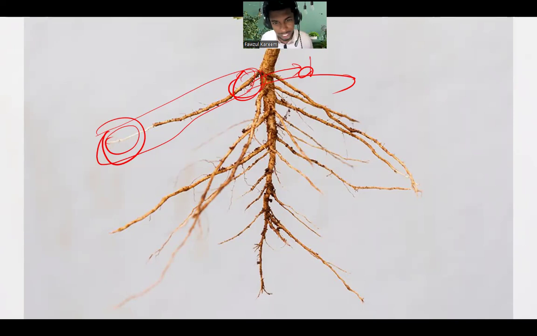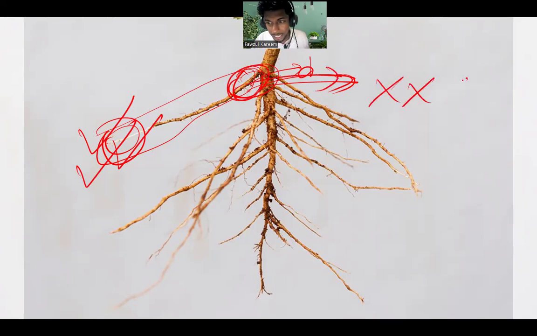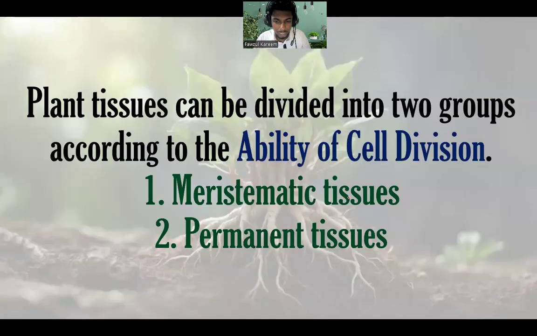Two different kinds of tissues. What are they? One of the tissues has the ability to do cell division. This area is producing new cells. But the cells present in this area don't have the ability to do cell division. Am I right or wrong? So in the root, there are two parts. One is producing new cells, and the other part is not. According to the ability to do cell division, I am dividing the plant tissue into two. What are they? Meristematic tissue and permanent tissue.